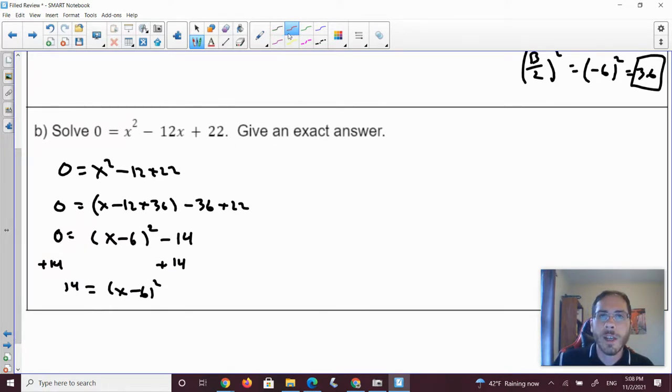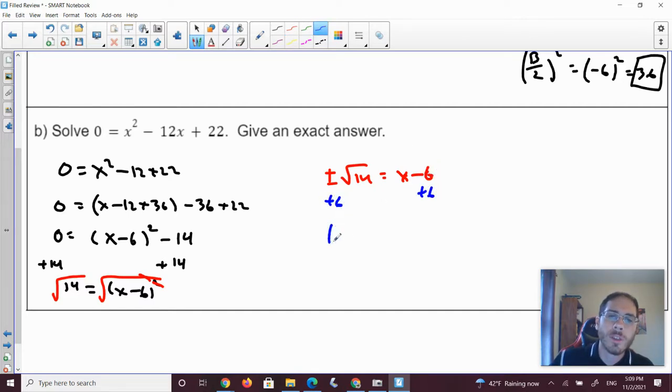We're going to square root both sides. And again, we square root both sides every time because we want to get rid of this squared. In this case, square root of 14 doesn't simplify at all. So we just have plus or minus square root of 14 is equal to x minus 6. We're going to add 6 to both sides, and we're just going to write it as 6 plus or minus the square root of 14 is equal to x. And that's what we want.